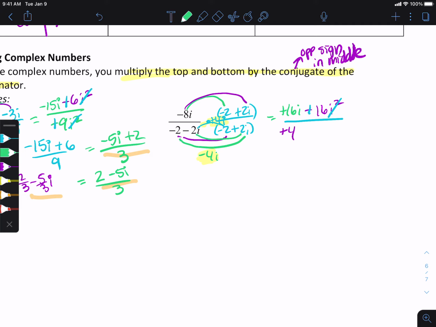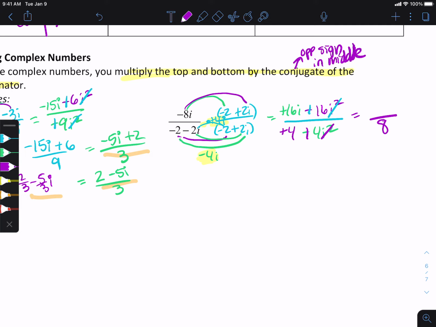The negative 2i times the positive 2i is negative 4i squared. Again, our i squared switches to a positive. So then we have 4 plus 4 on the bottom, which just gives us 8. Notice there's no i on the bottom. That's the whole point of doing this, that it gets rid of the i on the bottom.